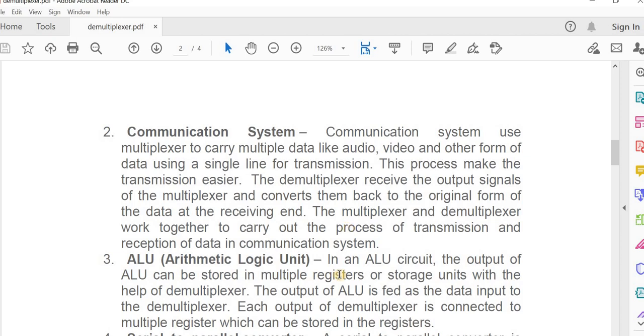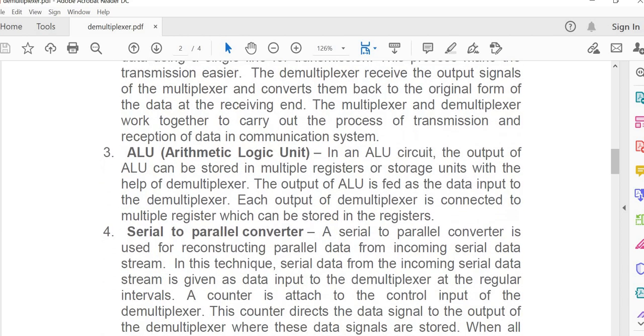The next application is in the ALU. In an ALU, arithmetic and logic unit, the output of the ALU can be stored in multiple registers or storage units with the help of a demultiplexer. The output of the ALU is fed as data input to the demultiplexer. Each output of the demultiplexer is connected to a register, where the data can be stored.